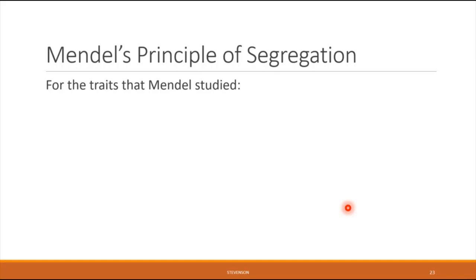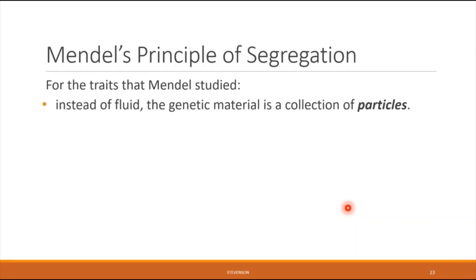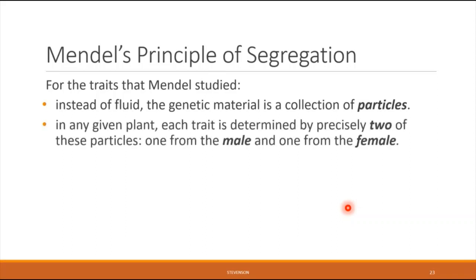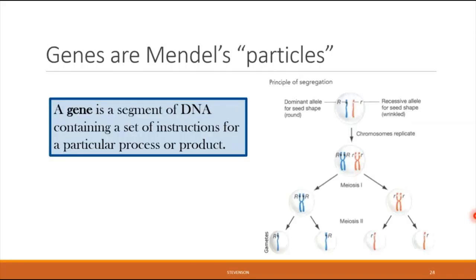Mendel's principle of segregation stated that instead of the genetic material being a fluid, like was stated in the generative fluid hypothesis, the genetic material was actually made up of these discrete particles. He also hypothesized that in any given plant, every trait is determined by exactly two of the particles, one particle that comes from the male parent and one particle that comes from the female parent. And then finally, he hypothesized that one of the particles dominates over the other. And although Mendel referred to these things as particles, today we recognize that what he was really talking about are genes. A gene is defined as a segment of DNA containing a set of instructions for a particular process or product.